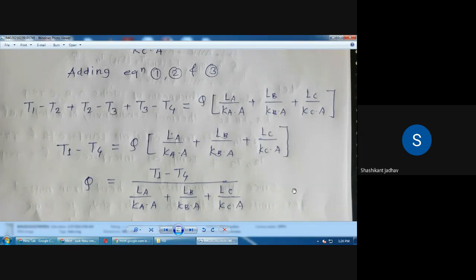So Q is equal to what? Q is equal to T1 minus T4 divided by that right hand side term, that is LA upon KA into A plus LB upon KB into A plus LC upon KC into A. Okay, so this is the equation for the rate of heat transfer through the composite wall.